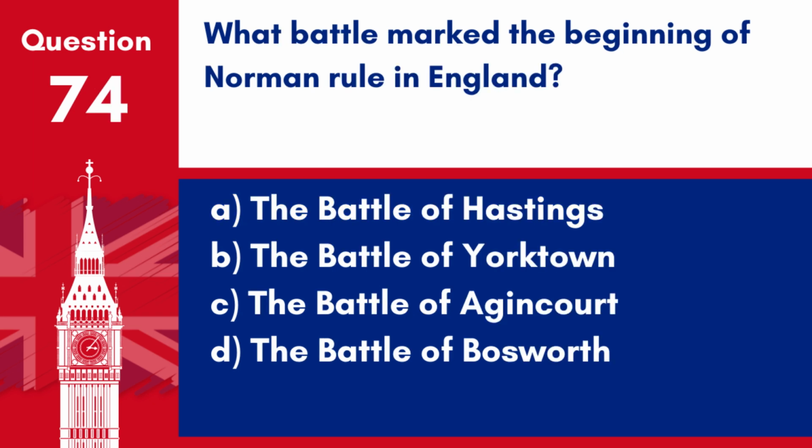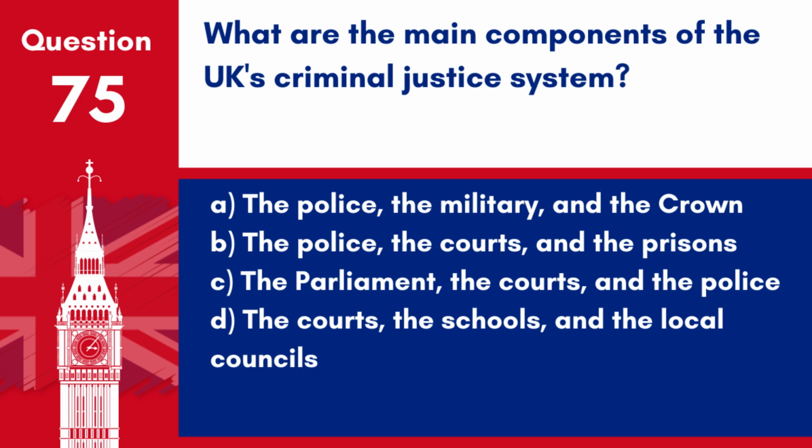Question 74. What battle marked the beginning of Norman rule in England? A. The Battle of Hastings. B. The Battle of Yorktown. C. The Battle of Agincourt. D. The Battle of Bosworth. Answer A. The Battle of Hastings. The Battle of Hastings in 1066, in which William the Conqueror defeated King Harold, marked the beginning of Norman rule in England.